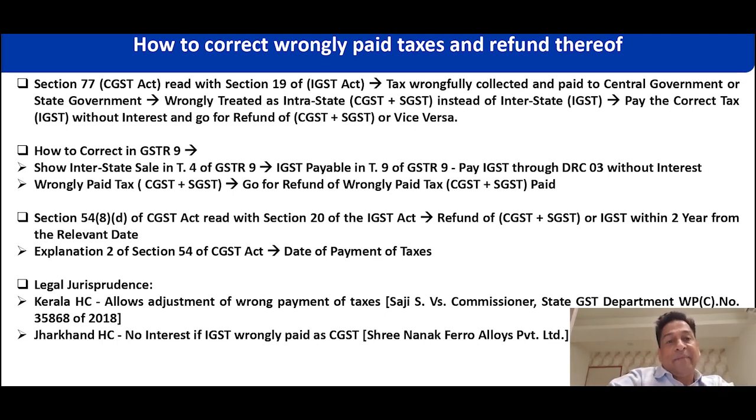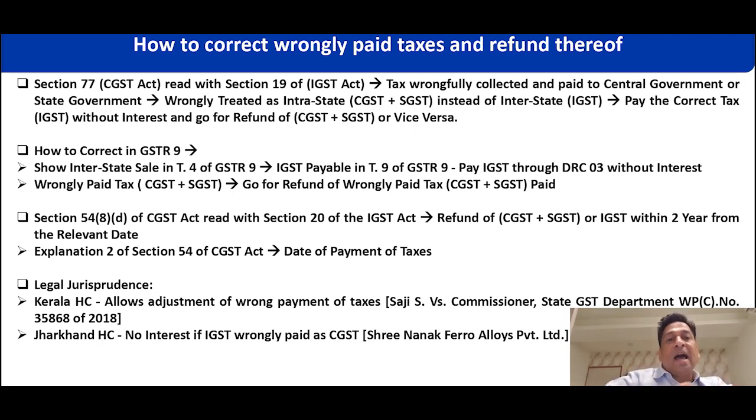First, the relevant provision: Section 77 of the CGST Act, read with Section 19 of the IGST Act, says this taxpayer must pay the correct tax, meaning IGST, and whatever he has wrongly charged as CGST and SGST, he should go for refund. The further provision says that when you are paying IGST, which is the correct tax, you should pay without interest.